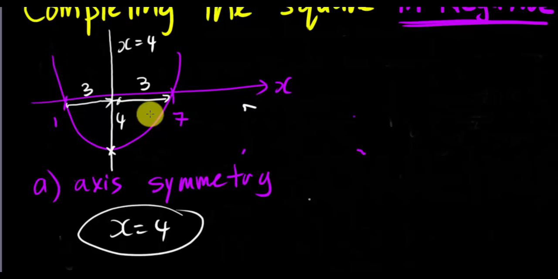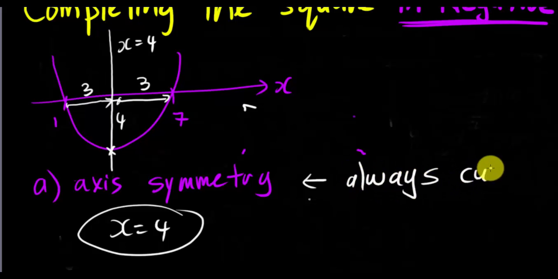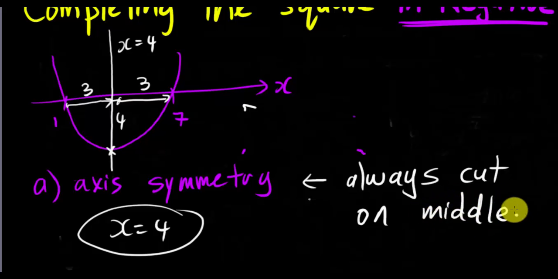Because I can understand the importance of the parabola graph. The parabola graph is trying to tell me both sides are totally symmetric, and then the axis of symmetry always cuts on the middle. Just remember, always cut on the middle. So if you understand this one, sometimes you do not have an equation, you can guess your axis of symmetry also.